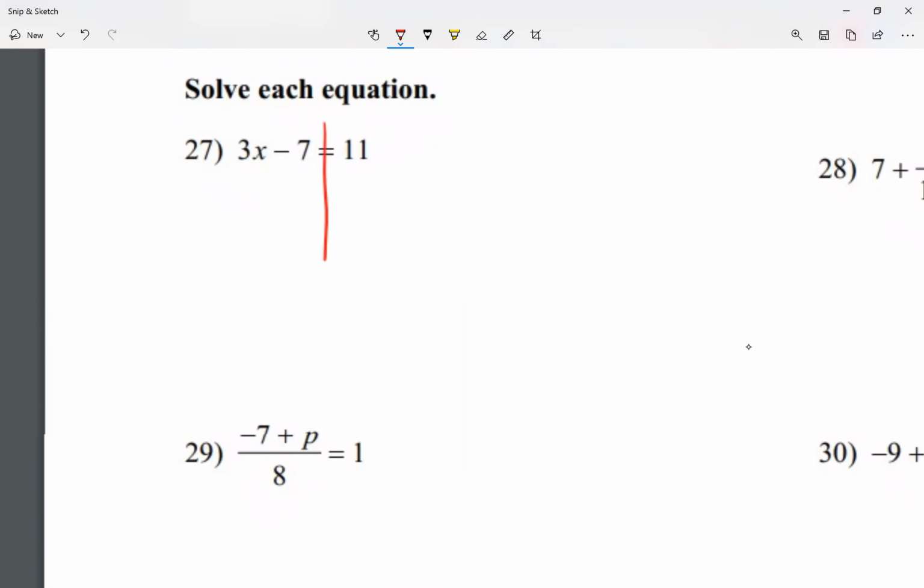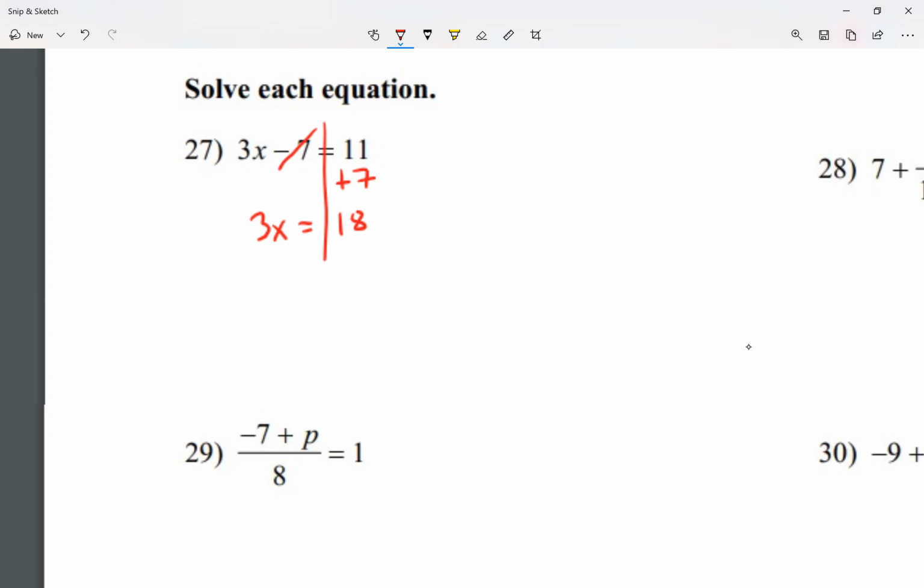I want the term that has the letter by itself. So I want the 3x by itself. That -7, I don't want it there. So my -7, let me move it to the other side as a +7. Don't forget to switch the sign. So that gives me 3x is equal to 18, right? 11 plus 7 gave me 18.